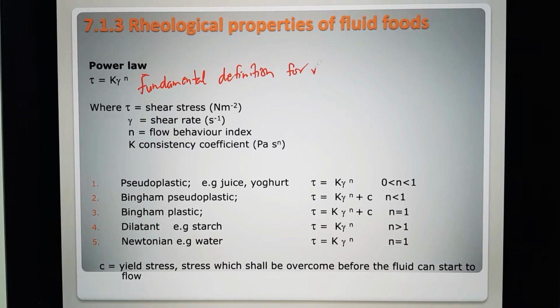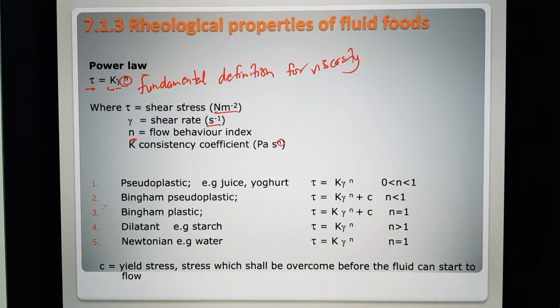Definition for viscosity. This one is known as tau. K is the consistency coefficient, gamma, and this is to the power of n. Tau is the shear stress, whereby the unit is Newton per meter square. Gamma is the shear rate, whereby the unit is per second. N is the flow behavior index. It really depends on the type of the fluid. And K is the consistency coefficient, whereby the unit is Pascal second to the power of n.